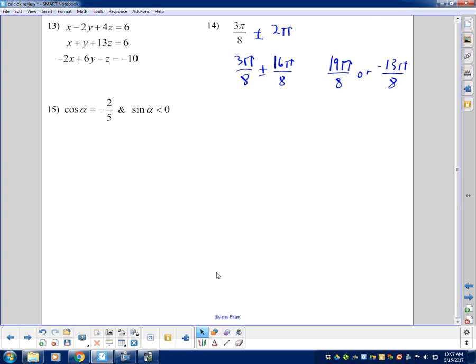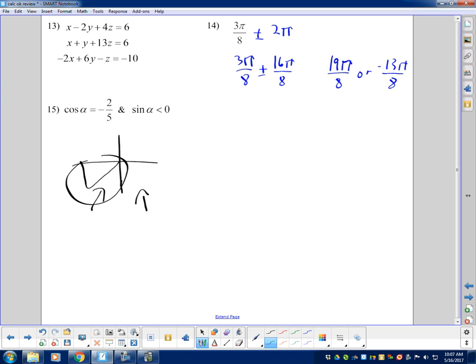All right, number 15. Given cosine of alpha equals negative 2/5 and sine of alpha is less than 0. Sine of alpha being less than 0 puts us in one of the bottom 2 quadrants. The fact that cosine is negative puts us in this quadrant here. So if I draw a picture of what alpha looks like, there's my alpha angle. Cosine is adjacent over hypotenuse, so this is 2 and this is 5, not quite to scale. It's a little more down than it is up, so maybe a triangle a little more like this. Here's alpha, here's my 2, here's my 5. And we've got to find x, the opposite side.